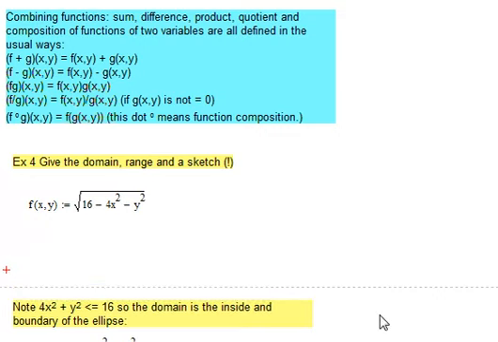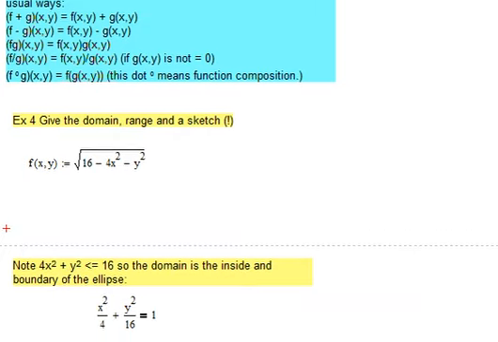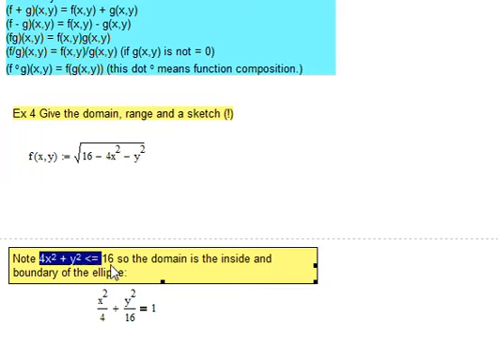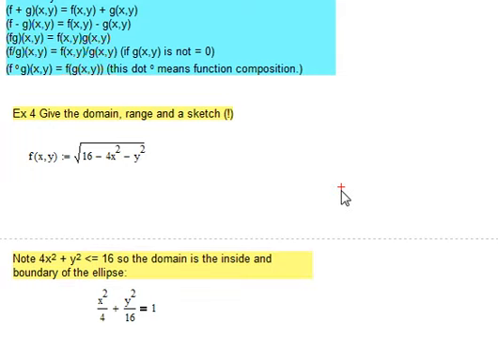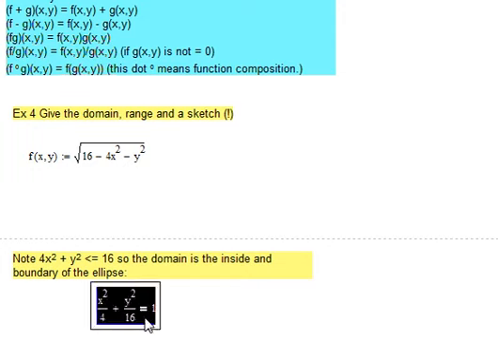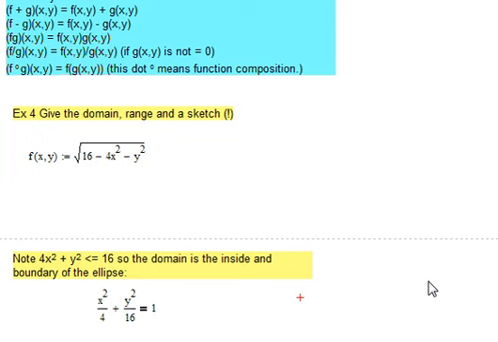Since 4x squared plus y squared has to be less than or equal to 16, the domain is the inside and boundary of this ellipse. By the way, to get from here to here, all you have to do is divide both sides of the equation by 16, and if you do that, you should see, oh yes, it is this ellipse with major axis length 8, minor axis length 4.